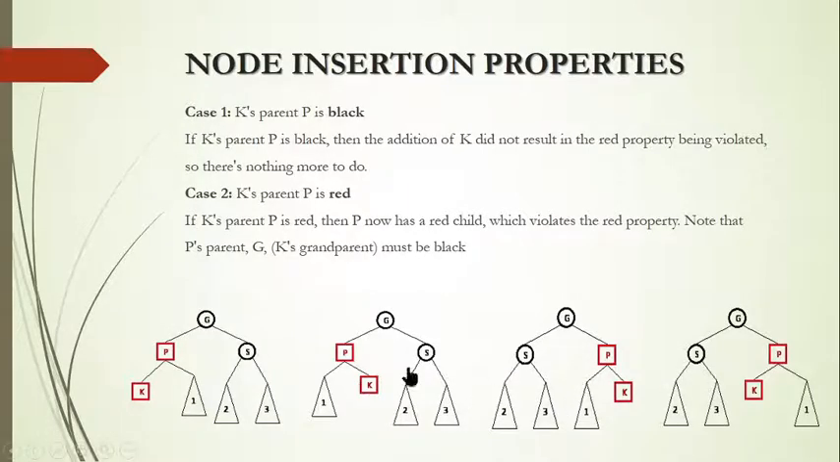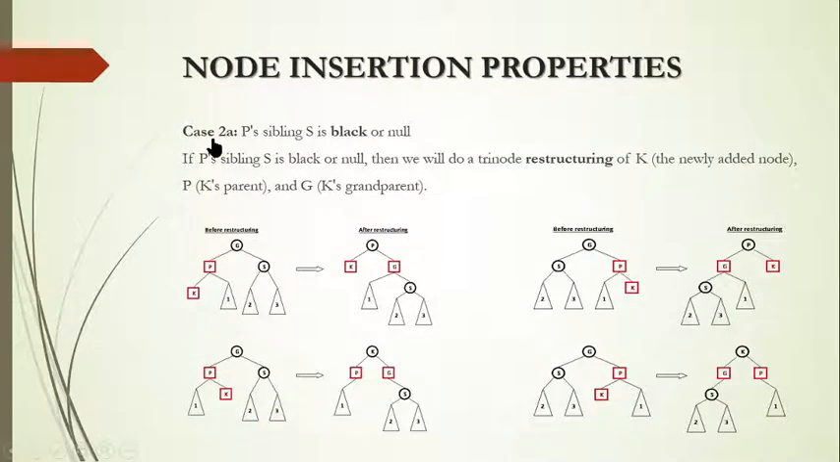And these are all the possible ways. Here it is inserted at the left side, here at the right side, and these two are the mirror images of these two. Here we are dealing with the left side, and here everything is the right side. So these are the 4 possible ways where you can see K inserted and the parent is red. And this case has 2 subdivisions. Case 2 has 2 subdivisions.